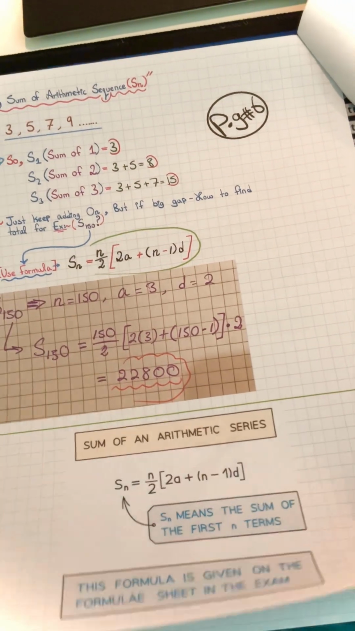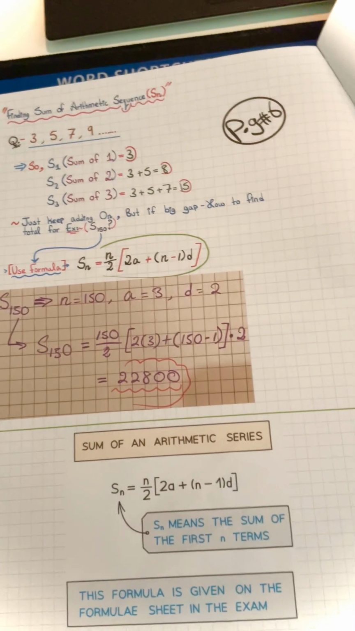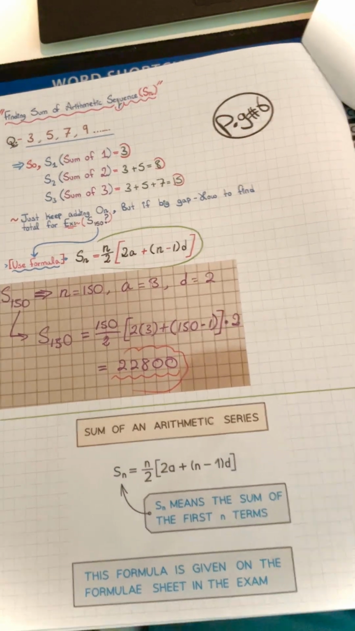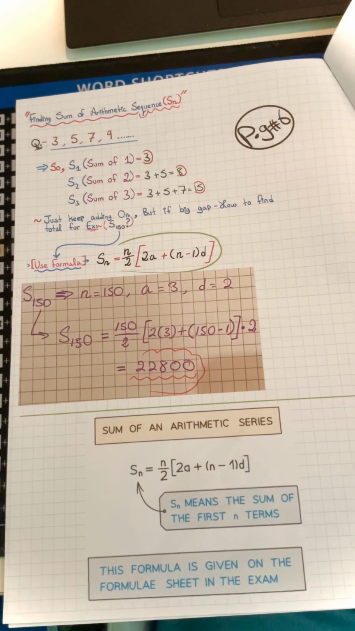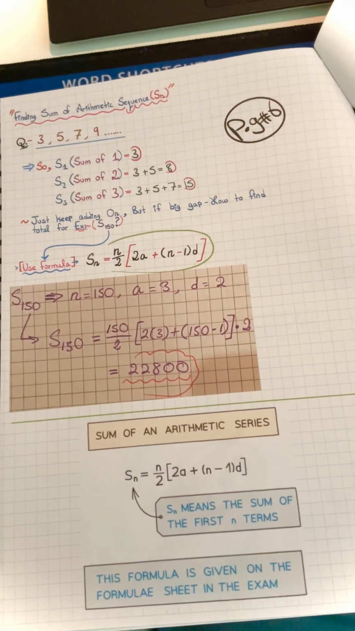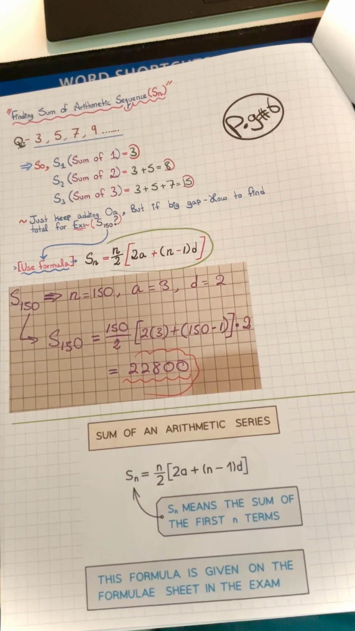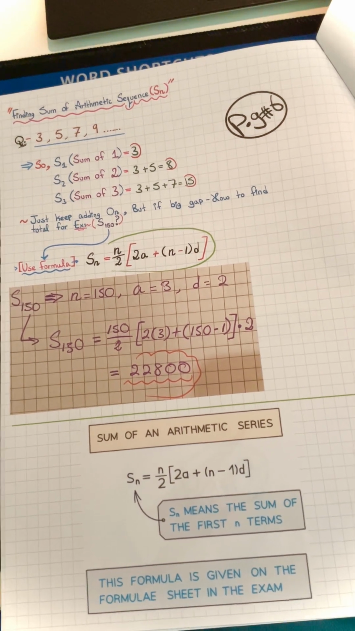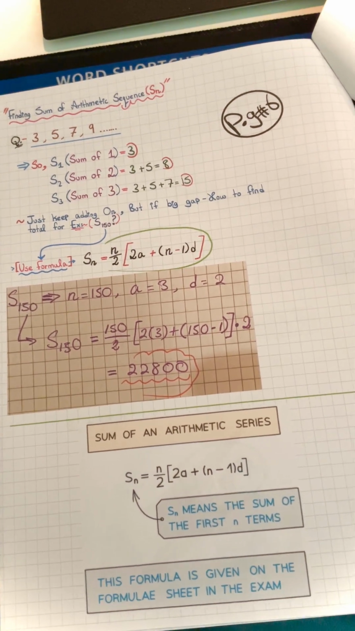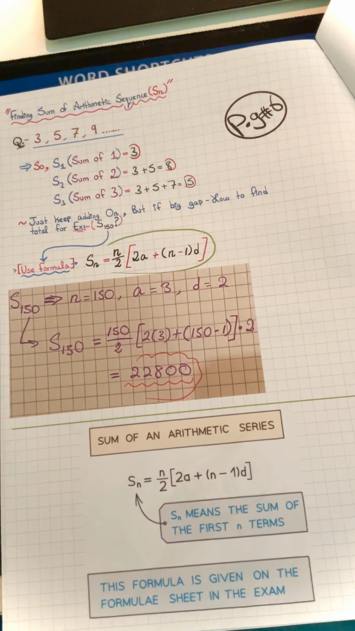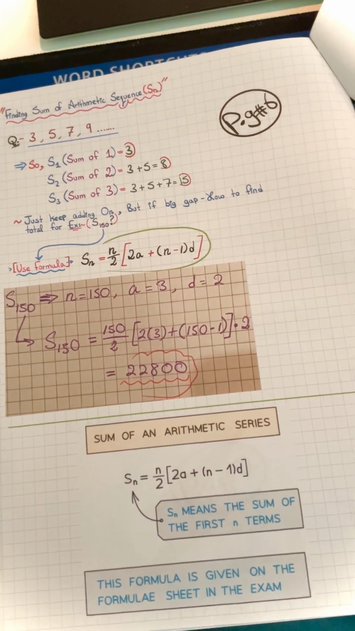The last part for this sheet is going to be looking at how to find the sum of an arithmetic sequence. Sum of an arithmetic sequence means S of n. So again, using that same classic sequence, 3, 5, 7, 9, we know a is 3, we know d is 2, okay?